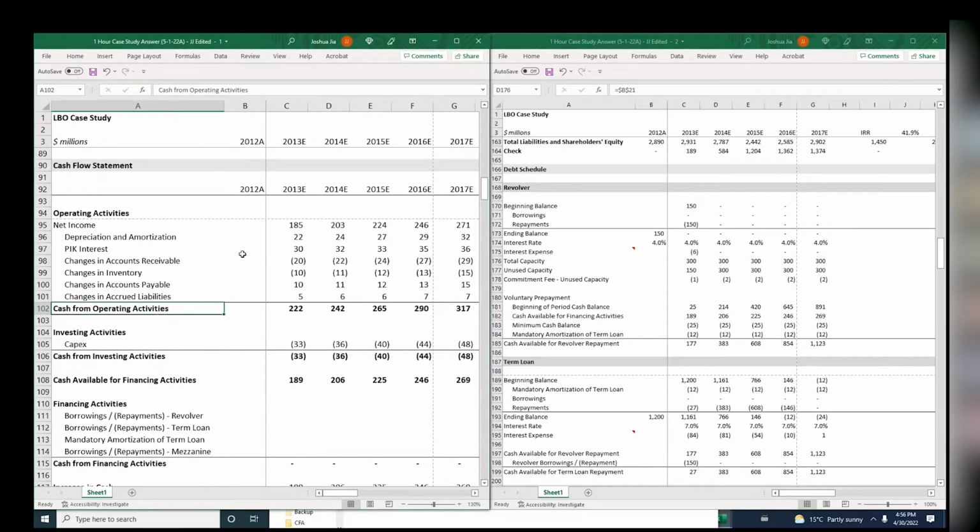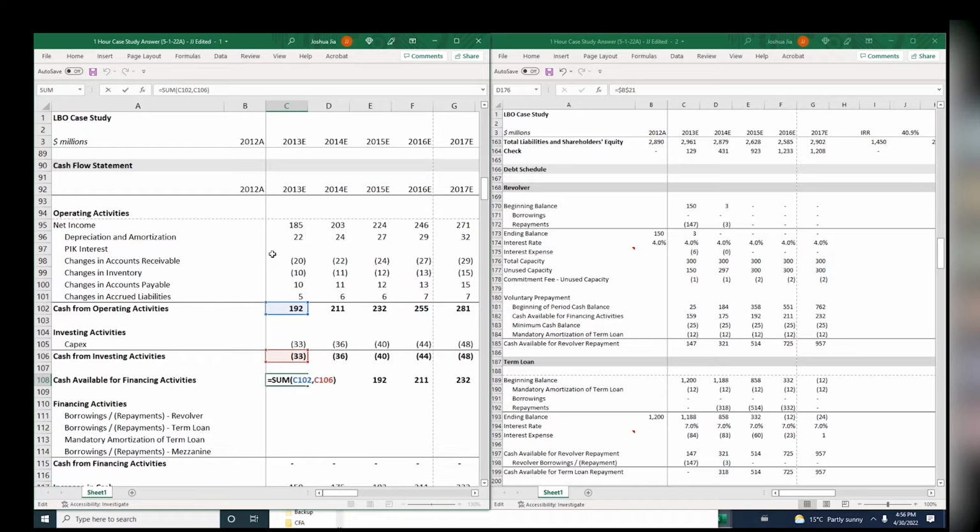And what about PIK interest, by the way? I mentioned this. We're adding this back, right? Because it's non-cash. But to be fair, if we're doing this without the debt first, it would just be empty for now. Okay, CapEx is just like 2% of sales or whatever, I think. Yeah, so that's pretty easy.